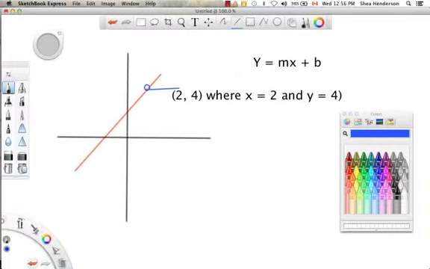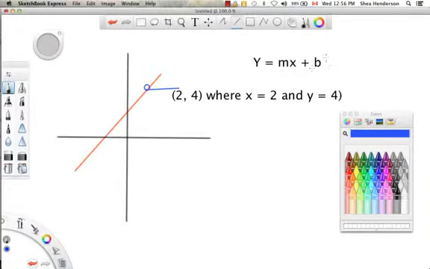So there's a couple different parts to this equation. We have the m. The m is the slope, so that's how steep this line is. Any number that you ever see in this spot will always be the slope.